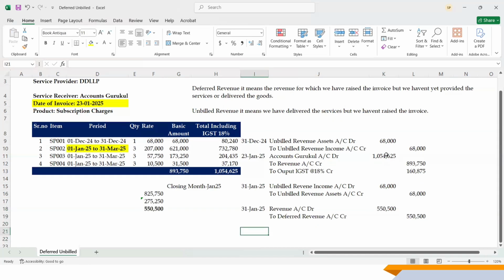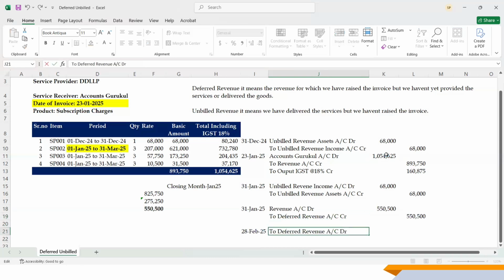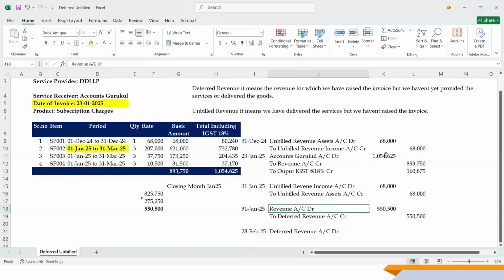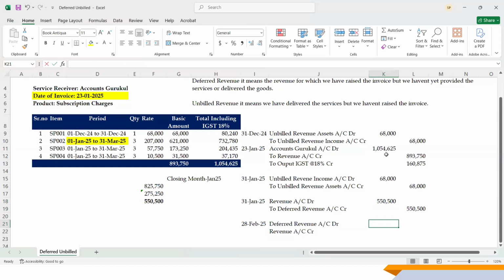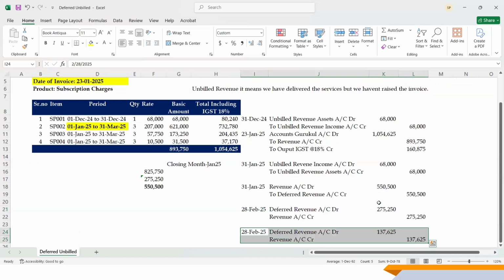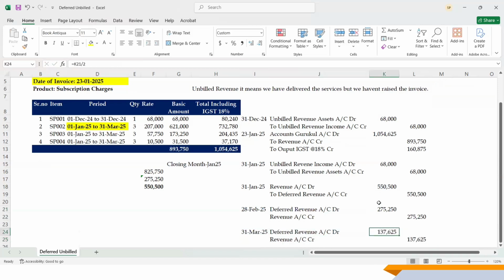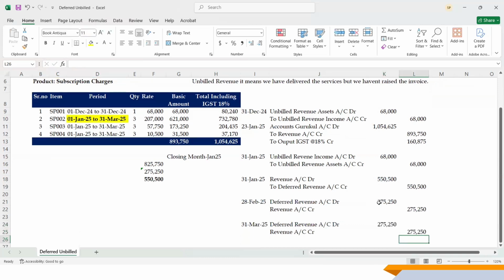When you are going to do the closure for Feb, now you are on Feb, you are doing the closure for the month of Feb. So whatever the revenue pertaining to Feb, you have to do the booking in books of account. So you have to debit your deferred revenue account and credit your revenue account. And this is pertaining to your Feb month, that's 2,75,250. And the same, you have to do one more entry as on March, the same: deferred revenue account debit, revenue account credit. So that's the way you have to plot the journal entries for that.